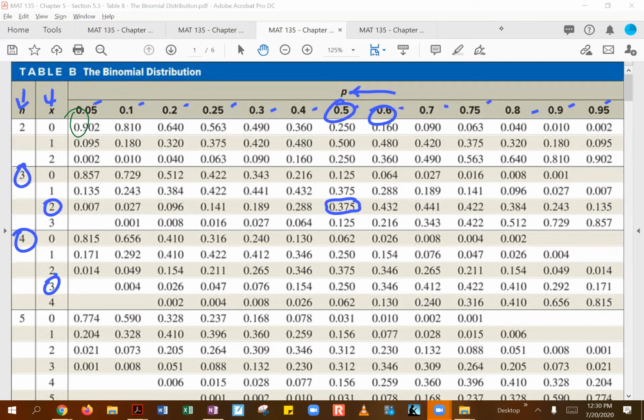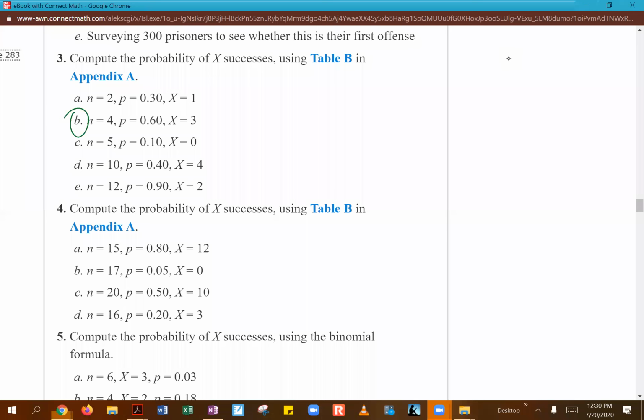Okay. So yeah, if you look at where those two would intersect for x equals 3 at n equals 4 and a probability of basically 60%, 0.6, you are getting 0.346. So this is going to be our number over here. So you can see it's really, really straightforward when they're asking you to use the table in this case.